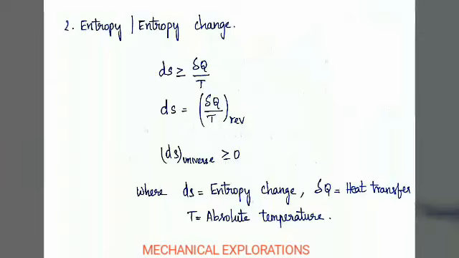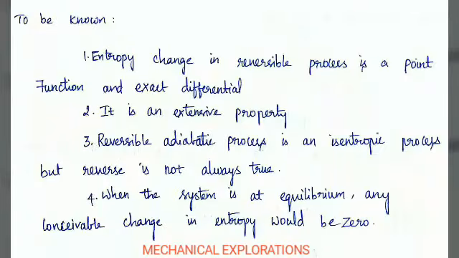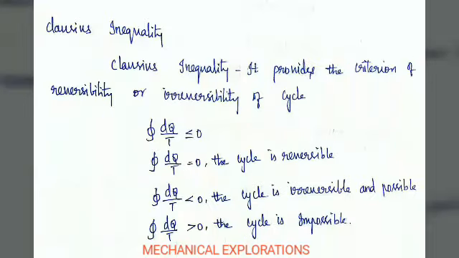And when dS comes to the universe, it is greater than or equal to 0, where dS is the change in entropy, del q is heat transfer, and T is the absolute temperature. The things to remember: entropy change in a reversible process is a point function and an exact differential, and it is an extensive property, not an intensive one. The reversible adiabatic process is an isentropic process, but the reverse is not always true. When a system is at equilibrium, the change in entropy will be 0.